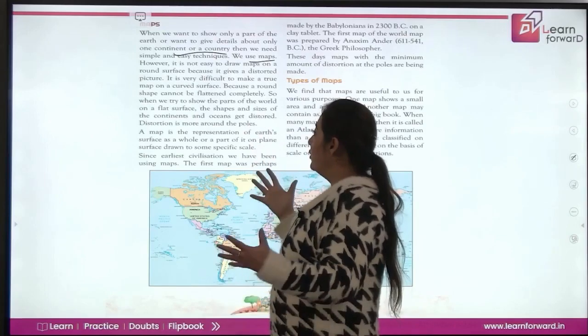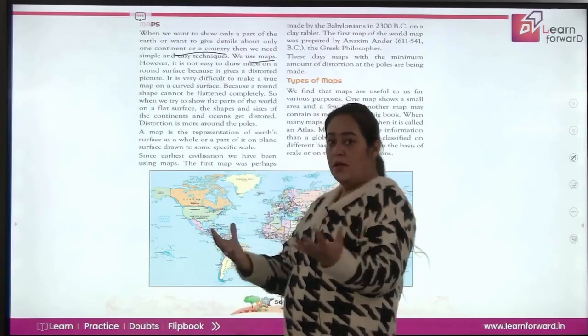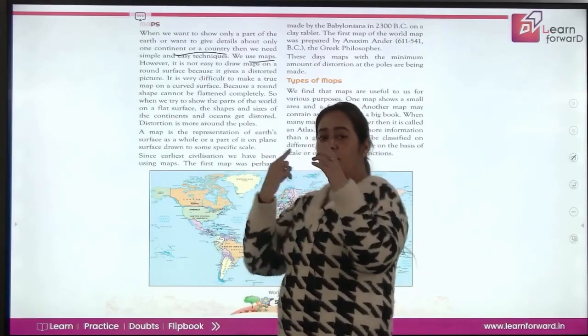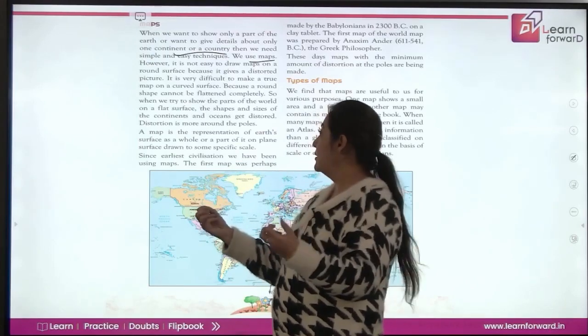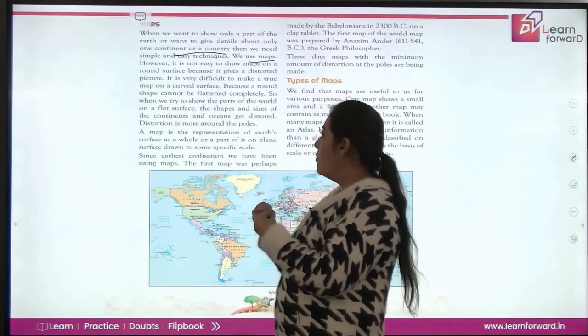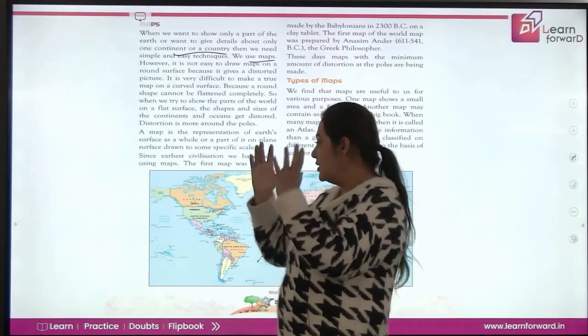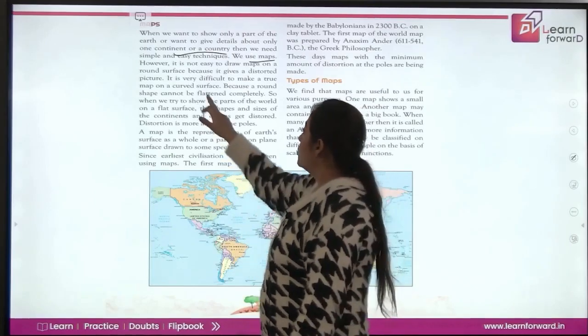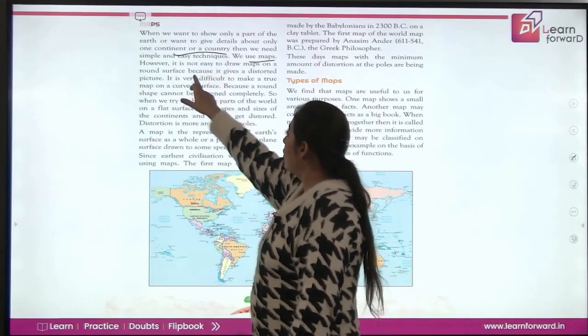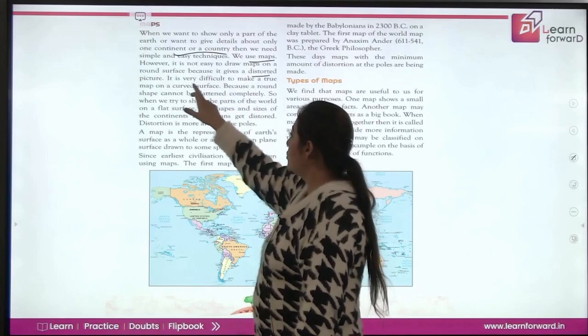So, if we talk of a globe, a globe is a circular structure which rotates on its axis, right? It can show the oceans and continents in great detail. But if we want to know about a particular place in detail, we use maps. And maps are obviously easy to carry. However, it is not easy to draw maps on a round surface because it gives a distorted picture.